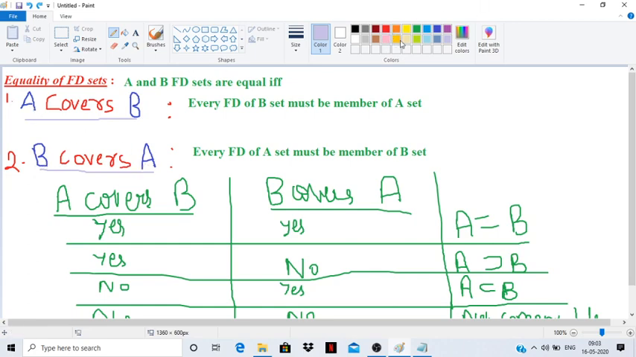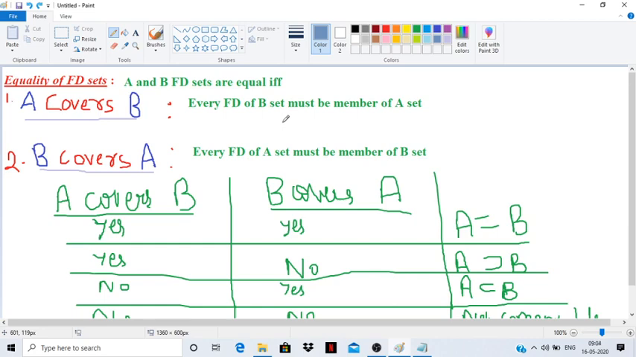Now what do we mean by A covers B? A covers B means every FD of B set must be a member of A set. Then we can say that A covers B. And B covers A means every FD of A set must be a member of B set. Then it is called B covers A.